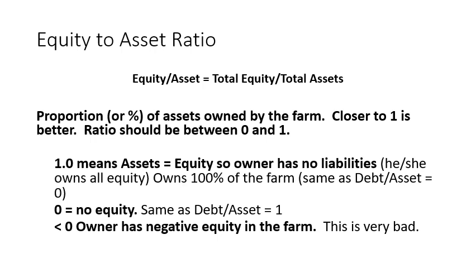Equity to asset ratio is sort of the flip. It's the proportion of assets that are owned by the farm, so it's the opposite of debt to asset ratio. Closer to 1 in this case is better, and the ratio should be between 0 and 1. 1 means assets equal equity, so the owner has no debt. 0 is no equity. That's the same as debt to asset equals 1. That means the bank owns it all. And less than 0 means the owner has negative equity in the business. And once again, that's where you owe more money than you even have in equity and assets.